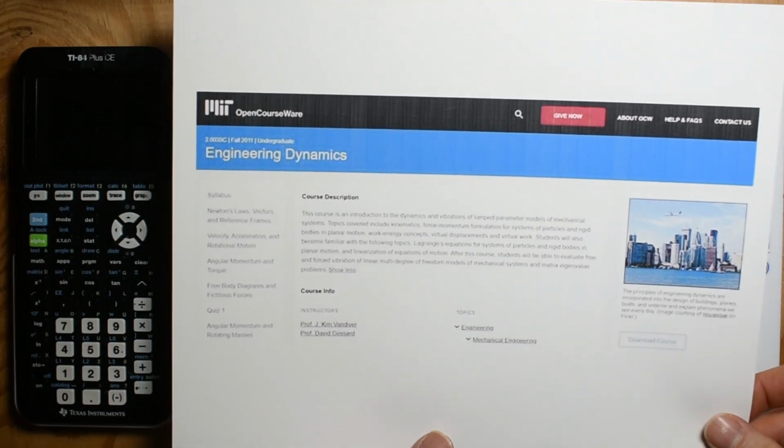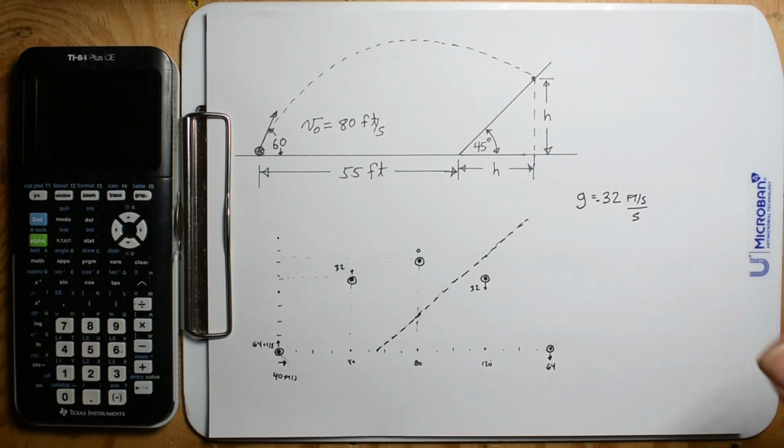Alright, this is the MIT OpenCourseWare Engineering Dynamics. Now this is the first problem. I'm just going to go over the fast solution, then we'll get into it.